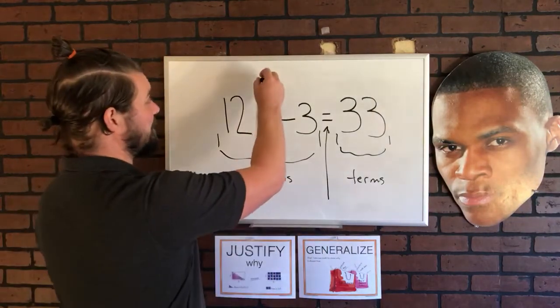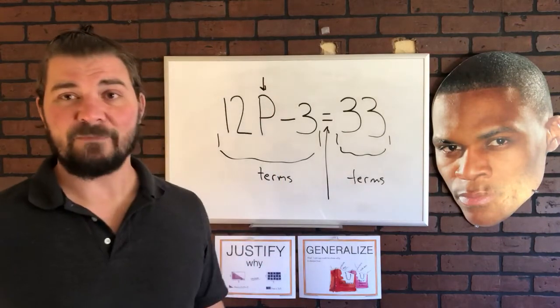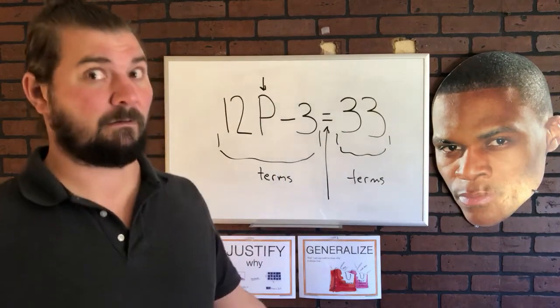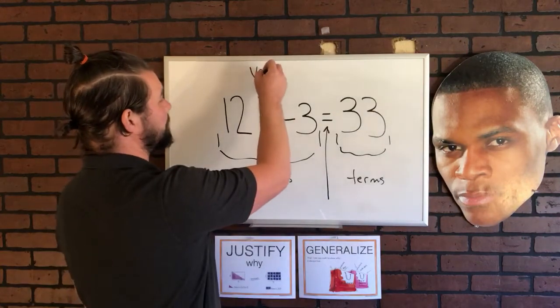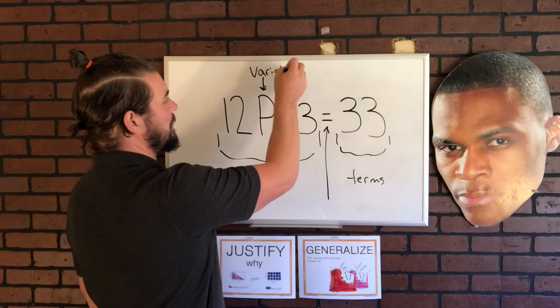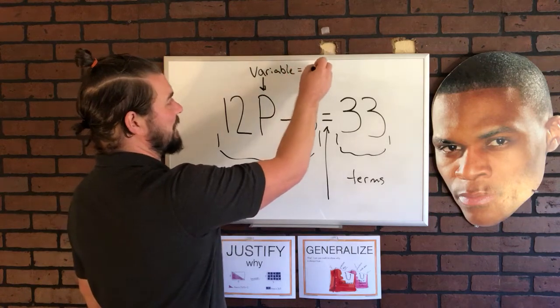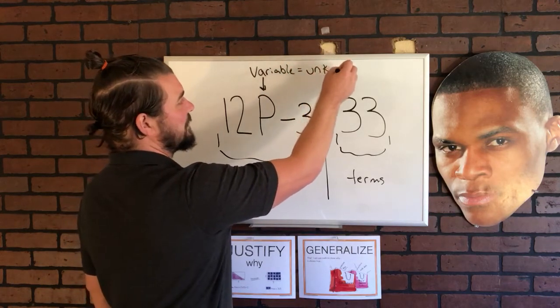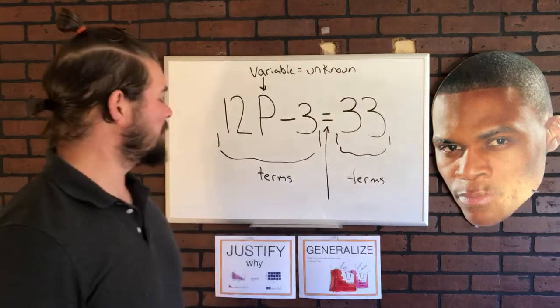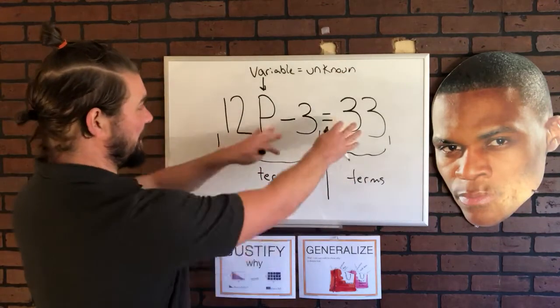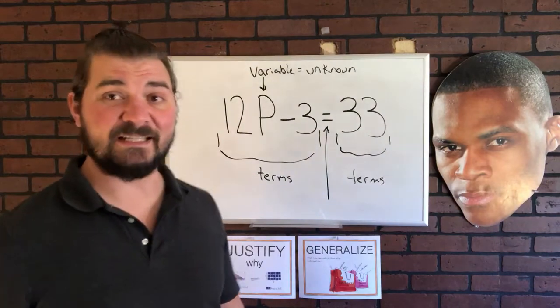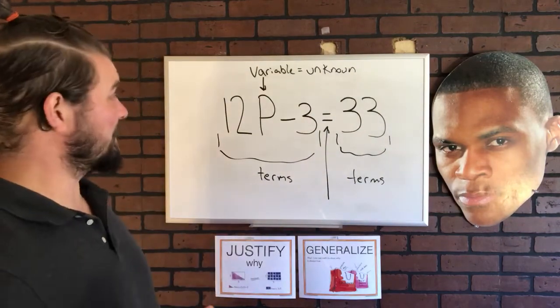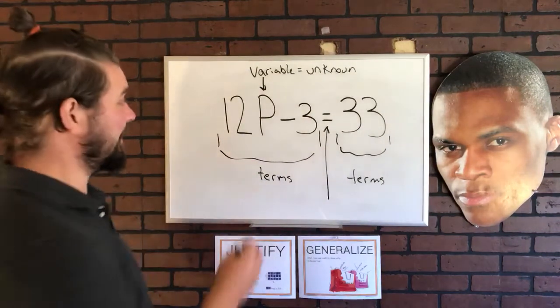Now you notice here I've got a letter. And this letter, I don't know what it is yet. This letter, we're going to call it a variable. And a variable means an unknown. So this is what we do not know. We got a term, and they're equal, and there's some type of variable here. So we need to be consistent with those.